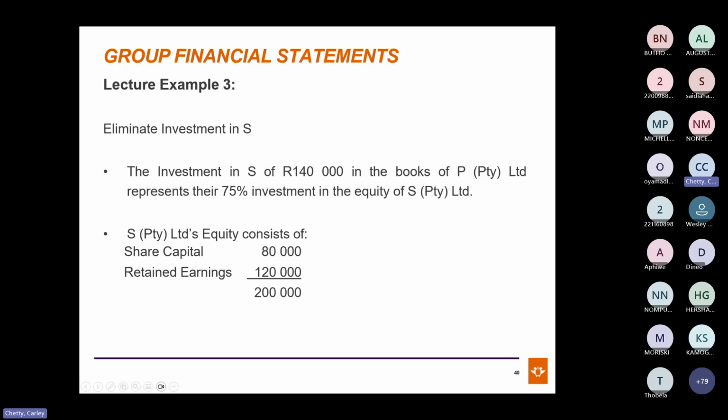So the first thing we need to do, we need to eliminate the investment in S. So the investment in S is 140,000 in the books of P. This represents their 75% investment in the equity of S Pty Limited. So we need to eliminate this, okay? Remember, S's equity consists of 80,000 Rand worth of share capital and retained earnings of 120,000 Rand.